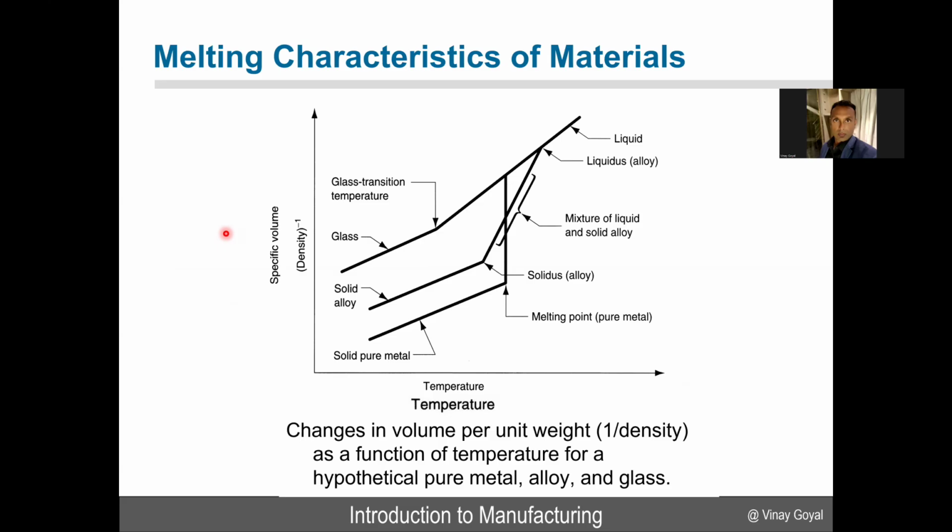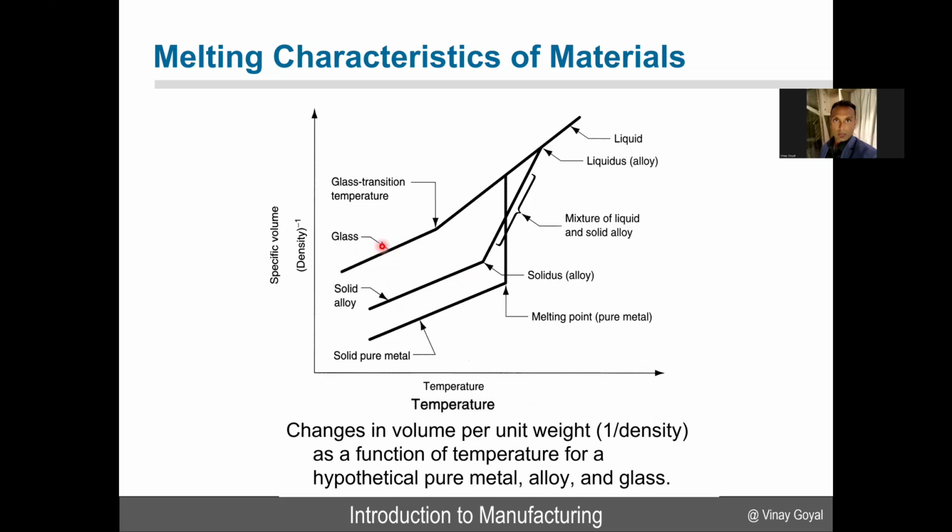Here on the y-axis, I have the specific volume, which is 1 over density, and on the x-axis, I have temperature. So the changes in volume per unit weight, which we call 1 over density, are shown as a function of temperature for, say, a hypothetical pure metal, alloy, or glass, right? So here's your pure metal, here's your alloy, and here's your glass.